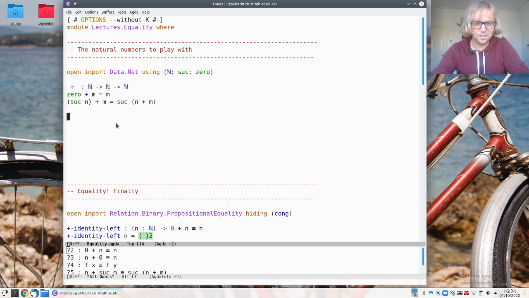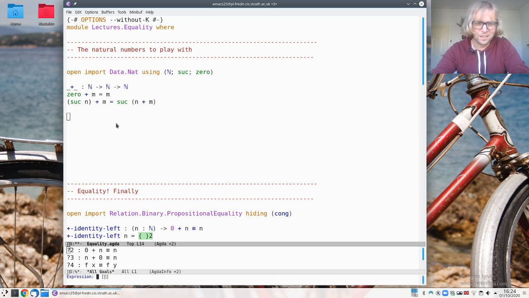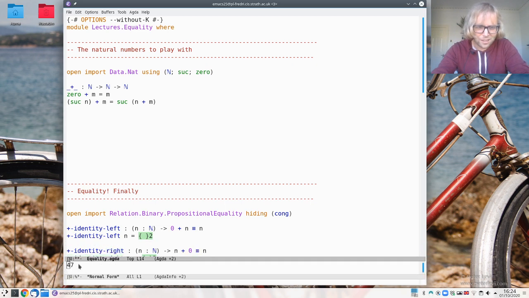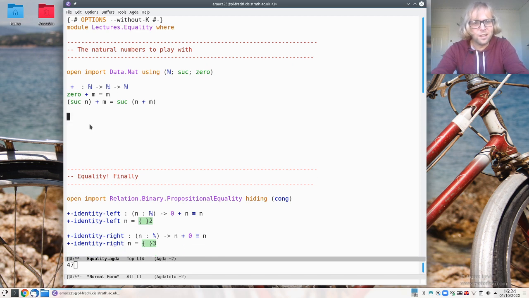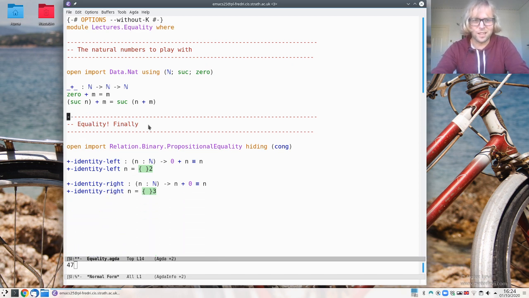So we can try this by doing Control-C, Control-N, and then let's see what 42 plus 5 is. So you see this down at the bottom of the screen. I enter the expression, and I press enter, and I get the answer that this is 47. That seems to be right. Okay, so now we have something that we can actually talk about equalities of.